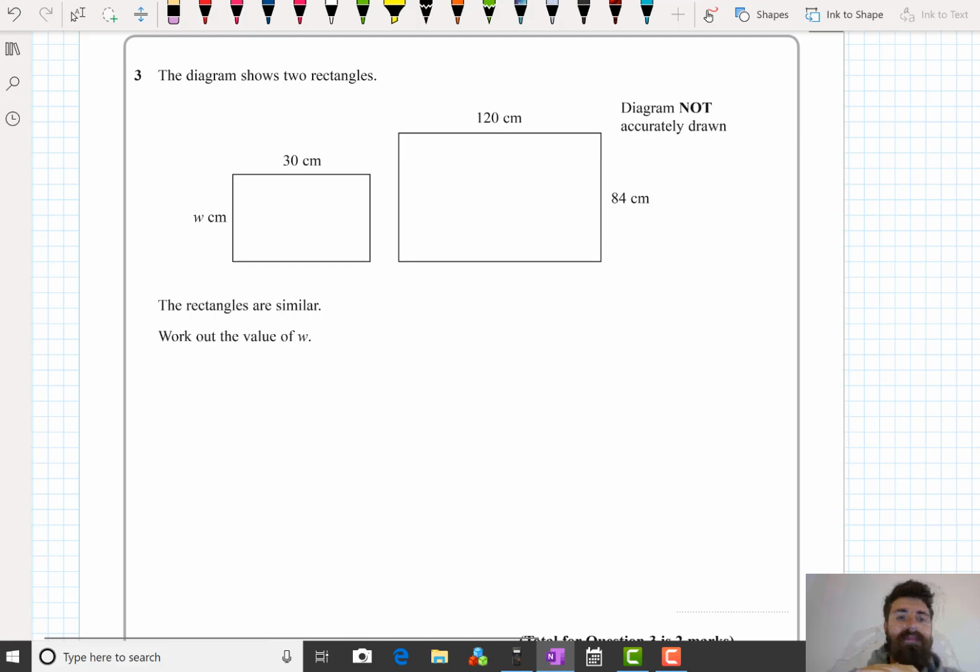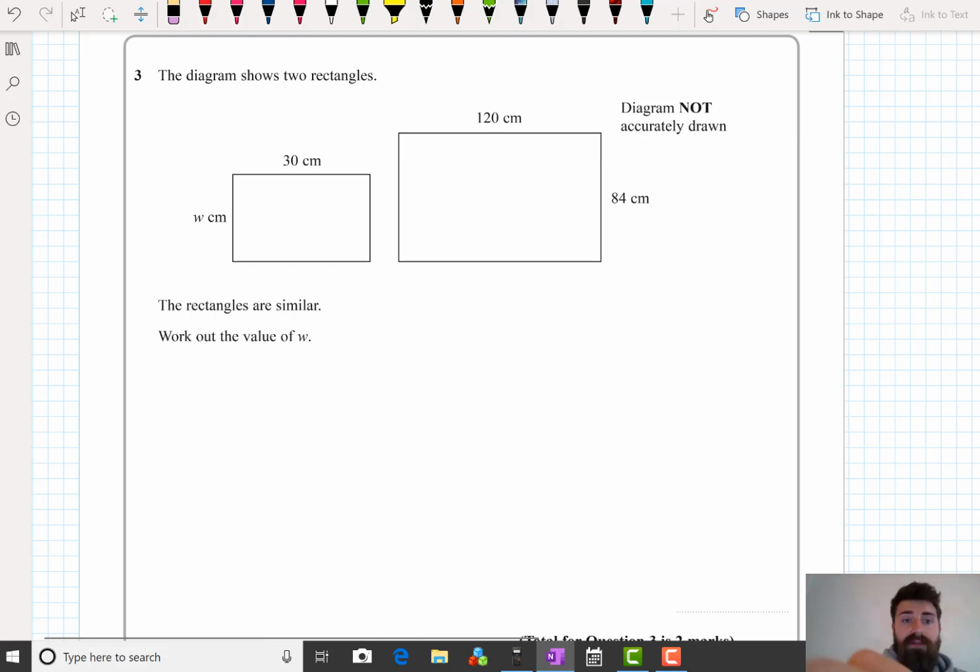Diagram not drawn accurately. Yes. The rectangles are similar. Right, first thing, that means that if you get a rectangle and a larger rectangle, or a smaller rectangle, if they're similar, it means they're increasing by the same proportion. So if you stretch one side by 4, you must stretch all sides by 4. If you stretch one side by 2, you stretch all sides by 2. If you halve one side, you halve all sides.